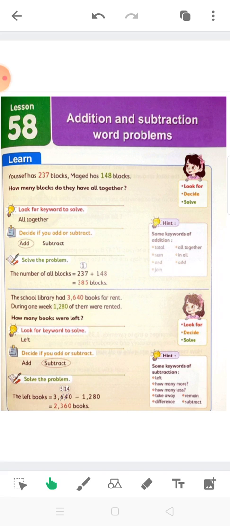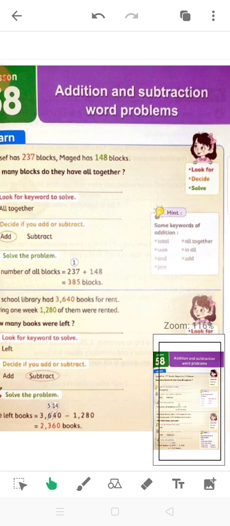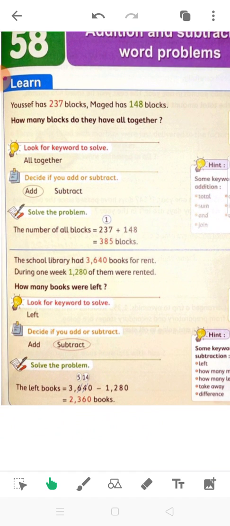Let's see the next one. Okay. The school library had 3,640 blocks for rent. During 1 week, 1,280 of them were rented. How many blocks were left?